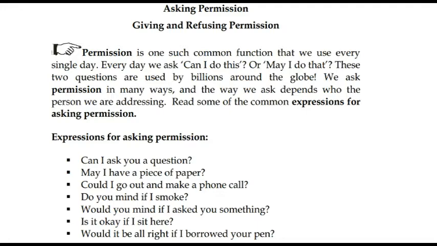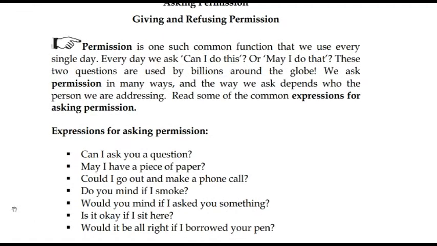Obviously there are many expressions that we could use. We have also learned the modal verbs in the previous chapters, and there are certain modal verbs, for example, can or may. These two modal verbs can be used to seek permission or to ask for permission of some individual. So below are given some expressions that we can use to ask permission.